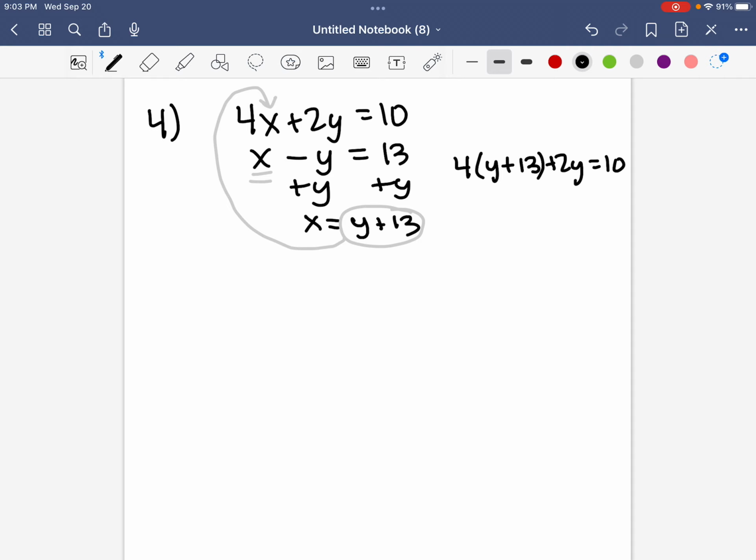Now from here, I'm going to distribute the 4. I get 4y plus 4 times 13. I don't have a calculator here, so that would be 12, carry the one, that would be 52. Plus 2y equals 10.